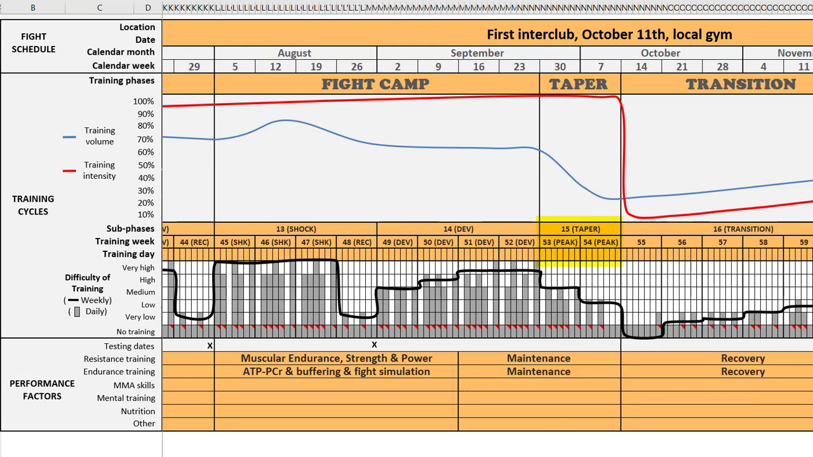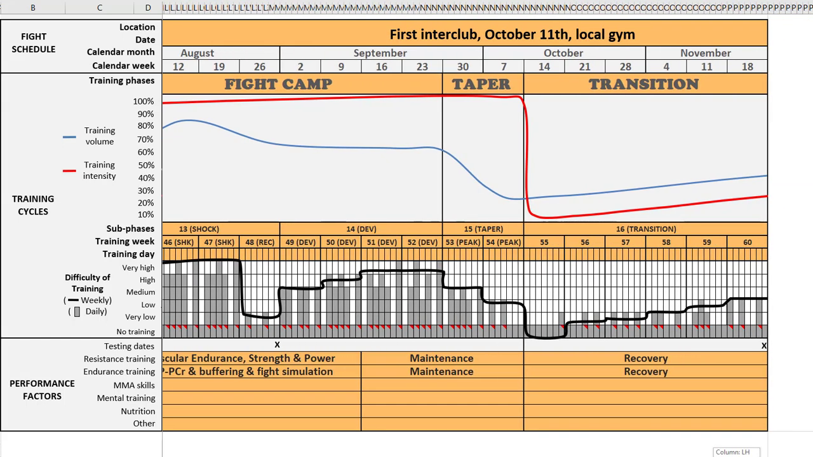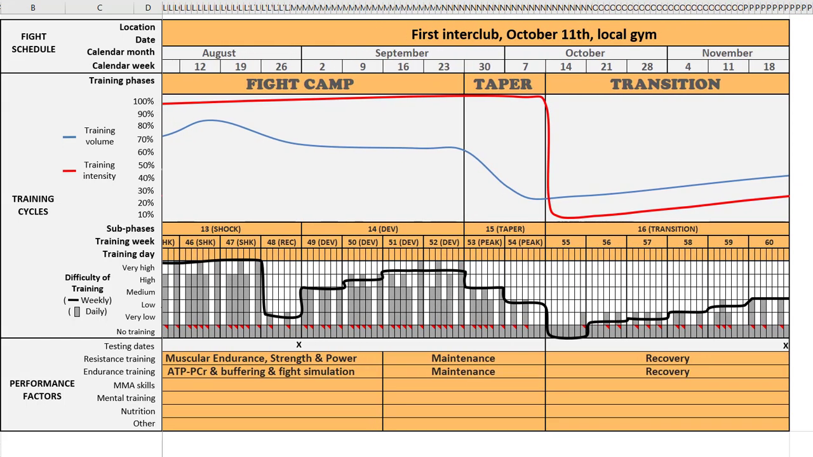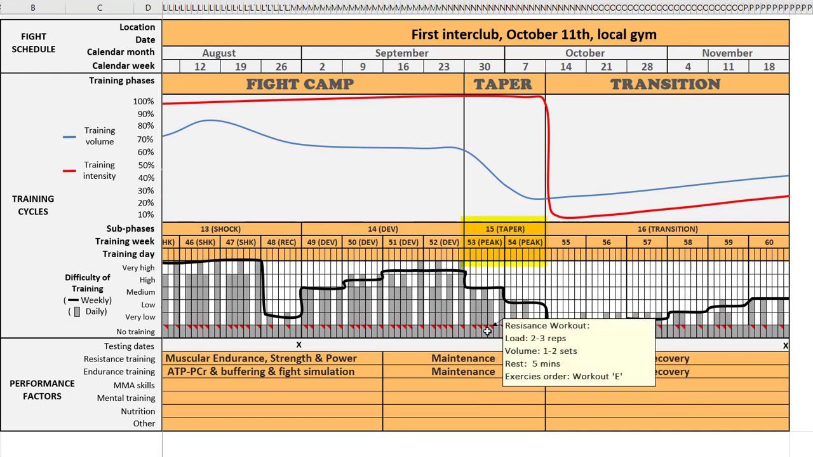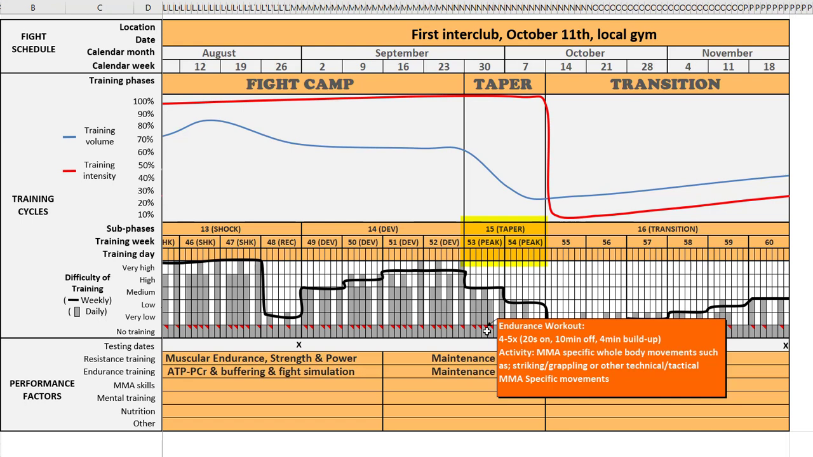Let me just move over a little bit so we can see the remainder of the fight plan. Now, as we move into the taper, we really need to focus on lowering training volume. So for endurance training, we're looking at 6 to 7 sets of 30-second intervals. That's what we'll do for the first session. And then we're looking at 4 to 5 20-second intervals for the next session right here.